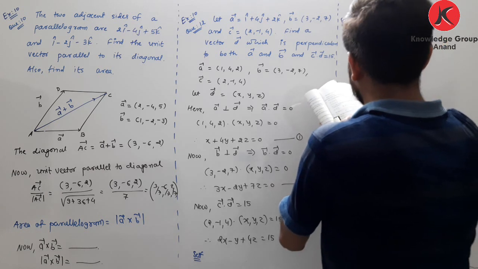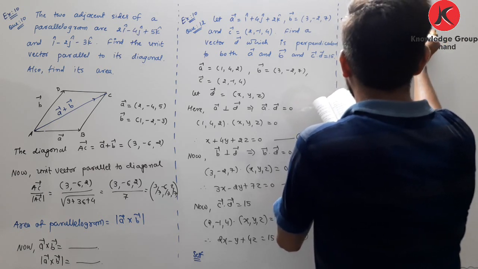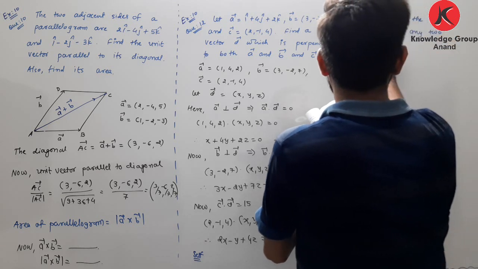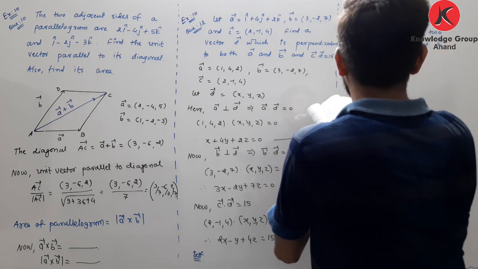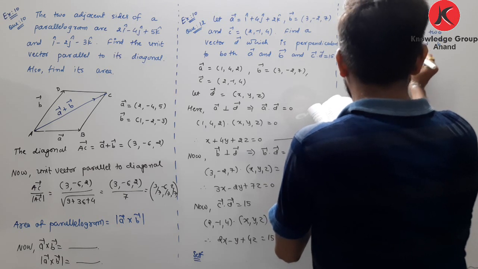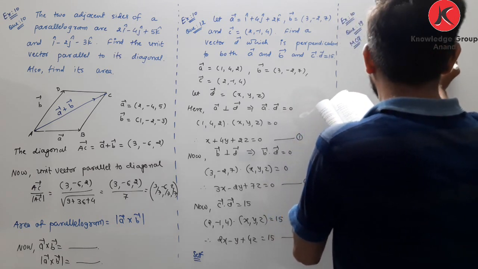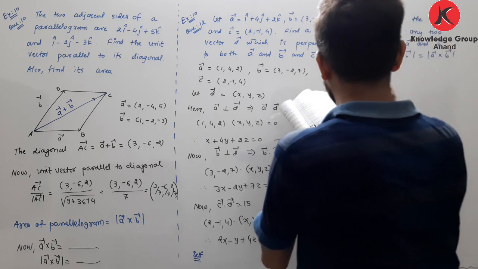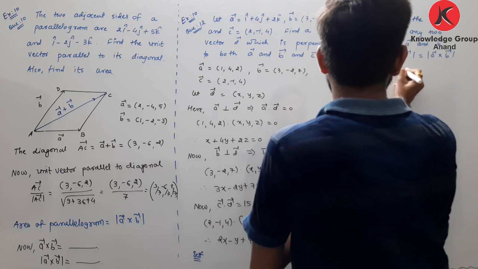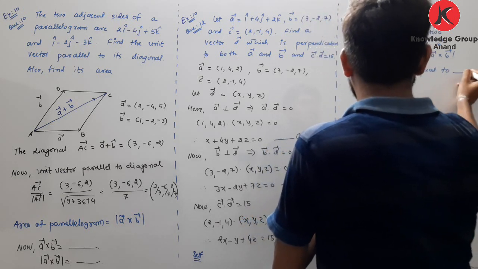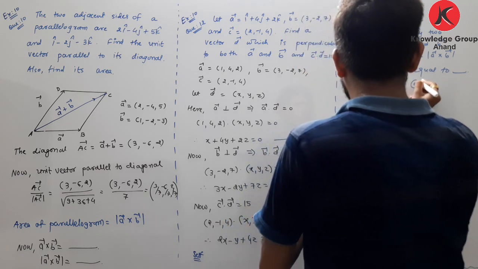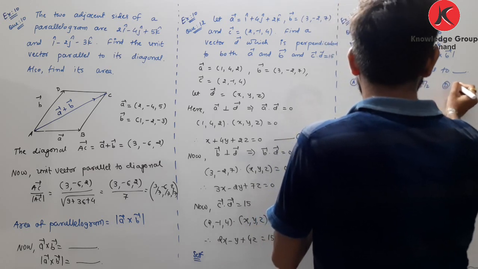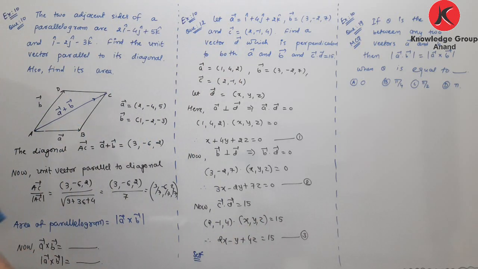Theta is the angle between any two vectors A bar and B bar, vector A and vector B. Then the magnitude of A bar dot B bar equals the magnitude of A bar cross B bar when theta equals blank. Option A is 0, option B is pi by 4, option C is pi by 2 and option D is pi. See here, theta is the angle between any two vectors A bar and B bar.